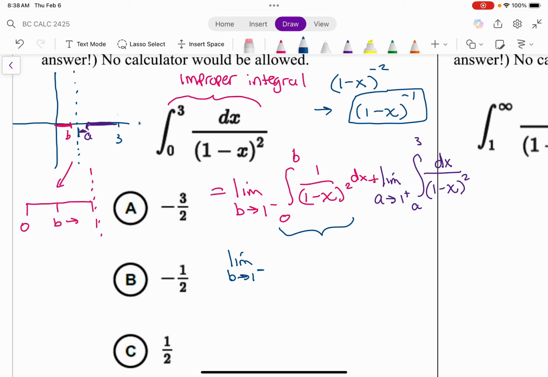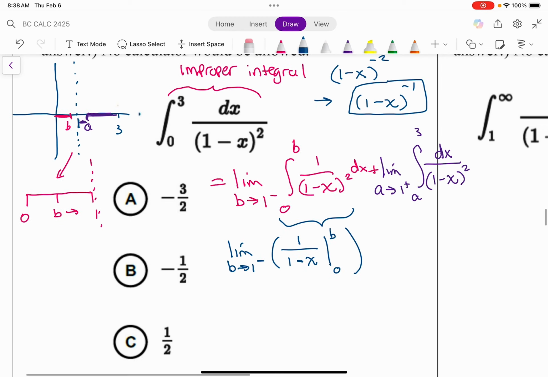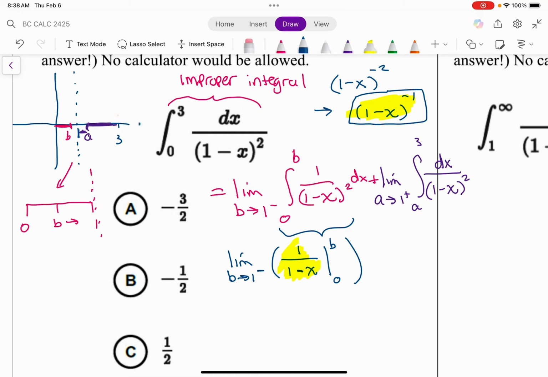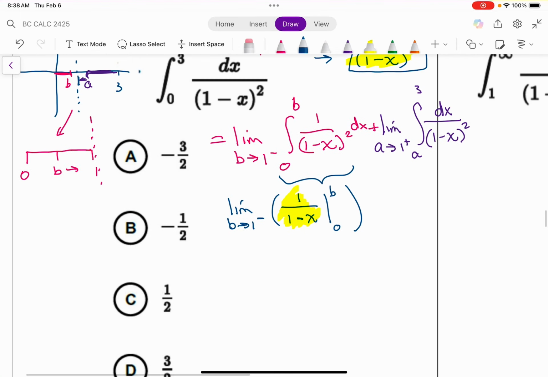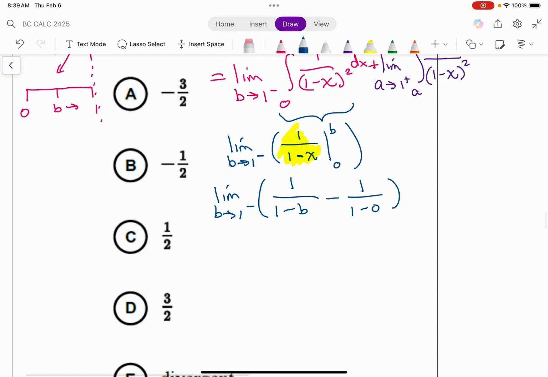So this would be now the limit as b goes to 1 from the left of the expression 1 over 1 minus x evaluated from 0 to b. Again, this is my antiderivative rewritten like that. Okay, so let's see what happens here. This is now the limit as b goes to 1 from the left of 1 over 1 minus b minus 1 over 1 minus 0. So this is just 1, but the question is what's going to happen here.